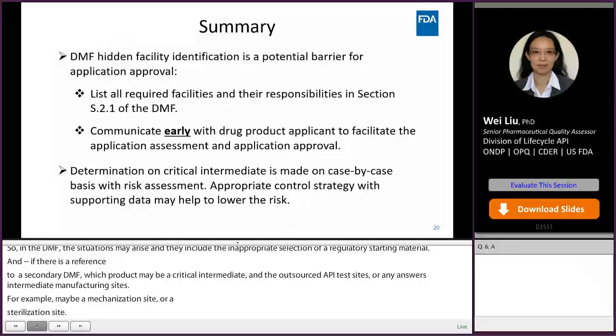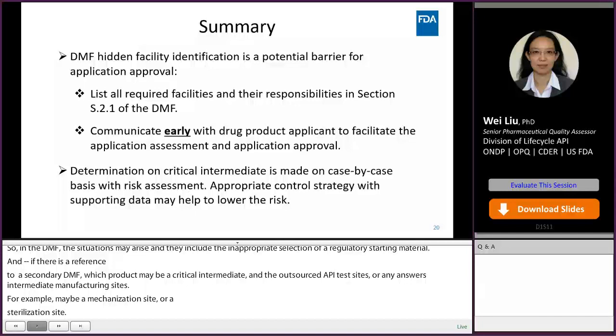This slide summarizes this presentation. In Part 1, DMF hidden facility identification has been discussed. It is a potential barrier for application approval. In your DMF submission, please list all required facilities and their responsibilities in Section 2.1. Please communicate early with the drug product applicant to facilitate the application assessment and application approval.